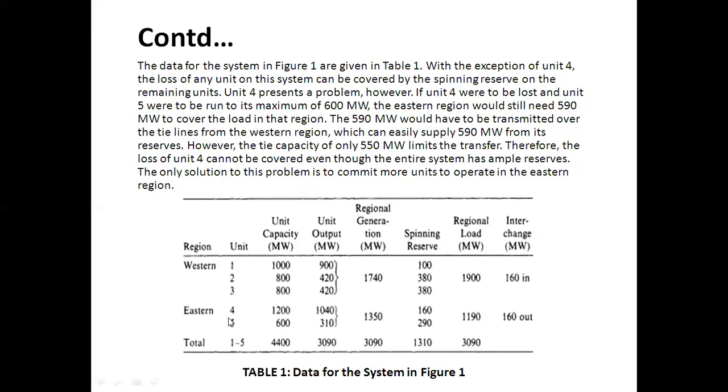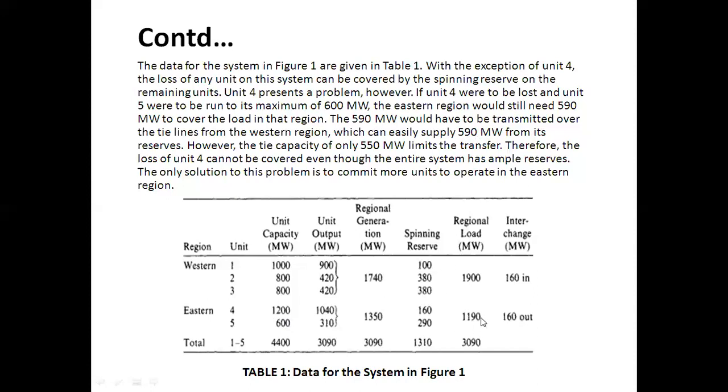Say unit 4 is out of the system, or unit 4 is lost. If unit 4 is lost, it means only unit 5 is running in the eastern region, generating 600 megawatt, but the load demand is 1190 megawatt. So 1190 minus 600 is 590 megawatt.